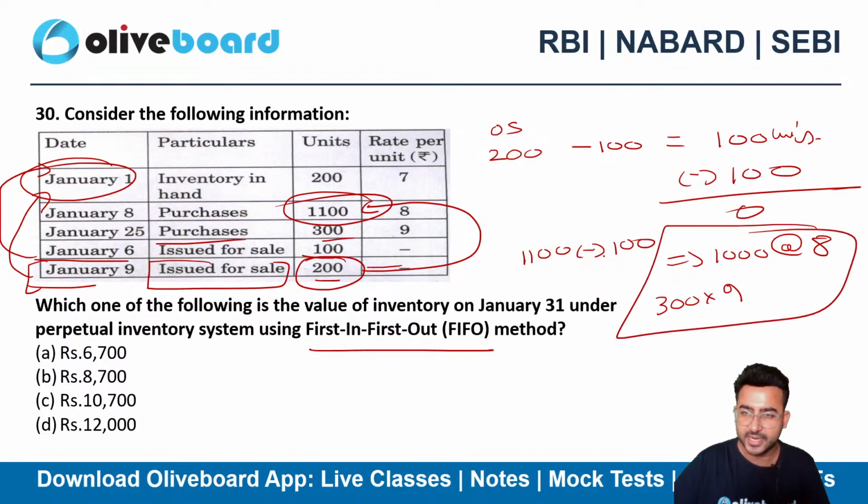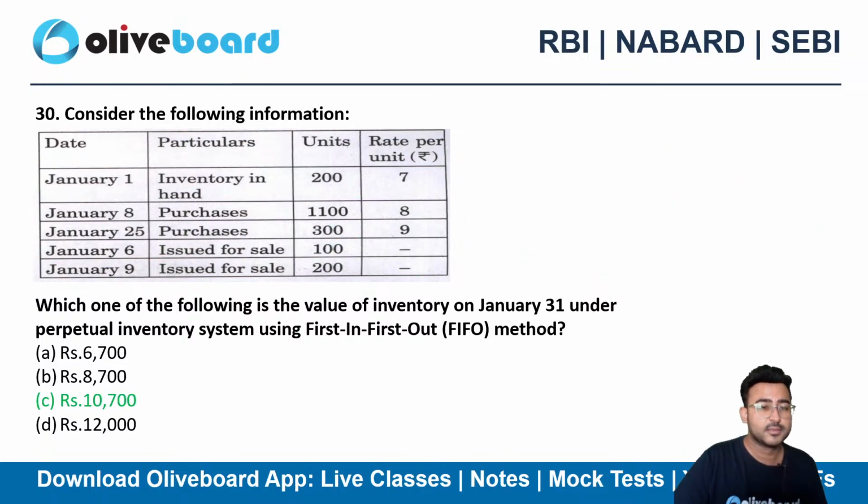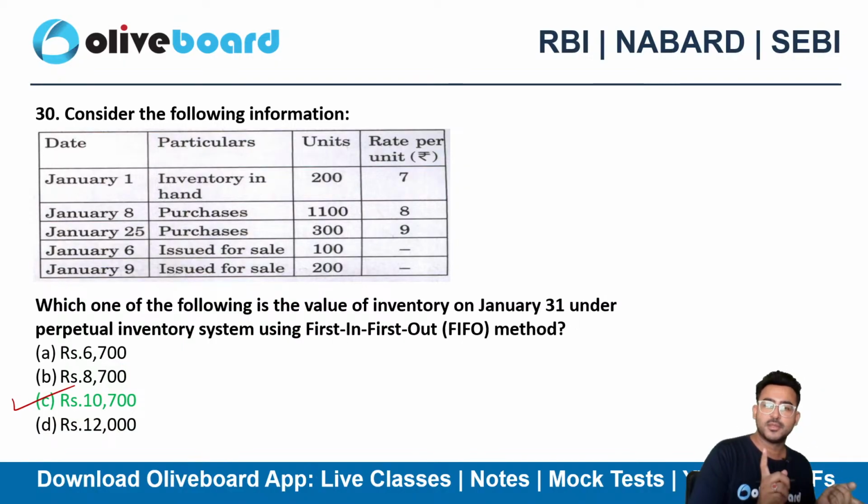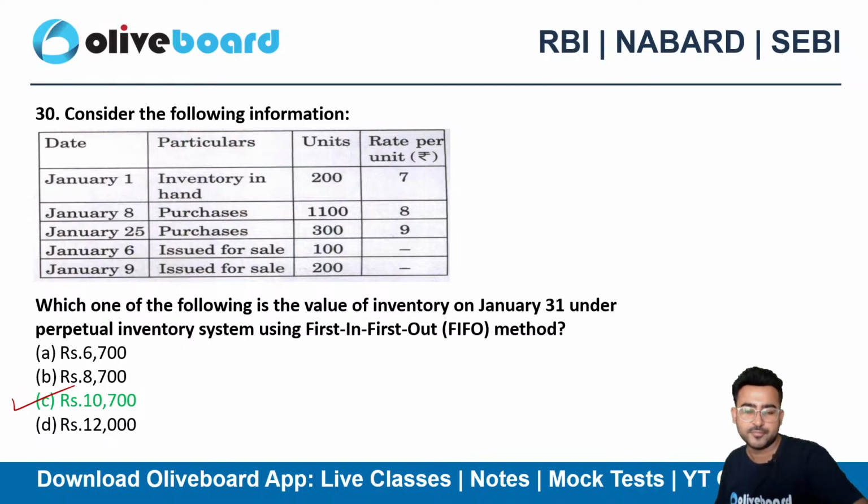सो कहना है से दैट 8000 प्लस 2700, दैट मीन्स 10,700 will be the correct choice here. This is the valuation as per FIFO method. Now if you are giving PFRDA, EPFO, SEBI, for all the 3 exams, these questions like this will be important, because in SEBI and PFRDA also we are having these kind of questions, right?